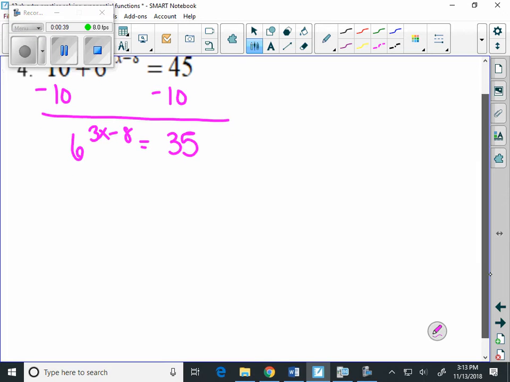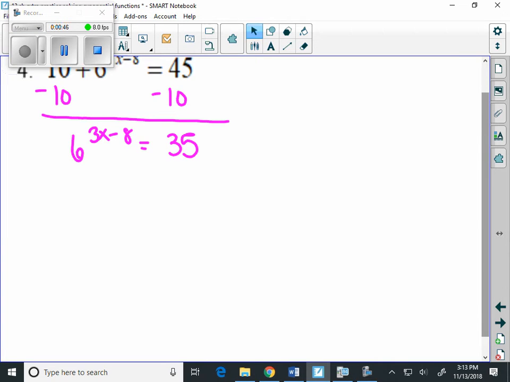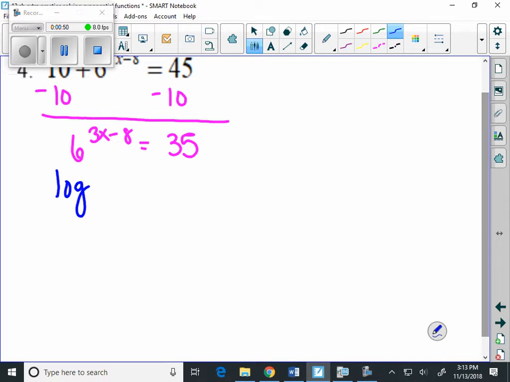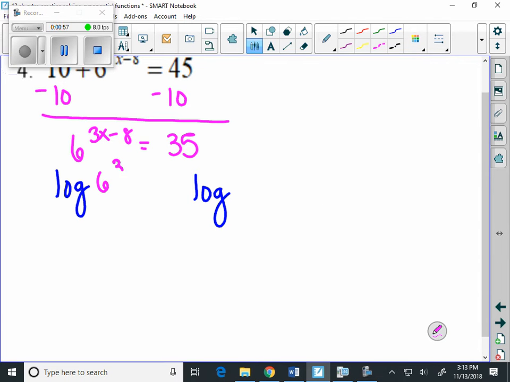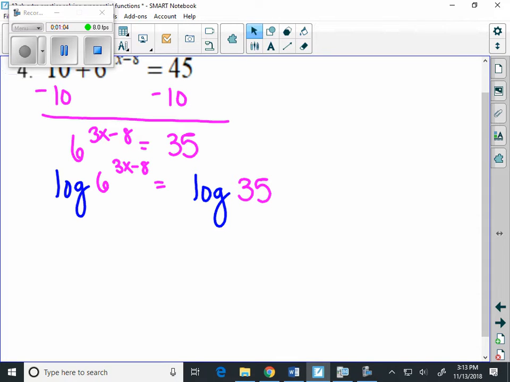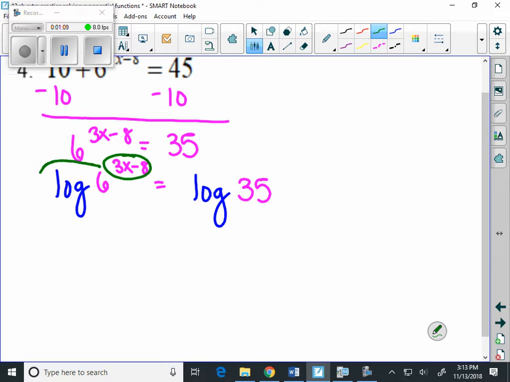And once again, use log to solve it, or use natural log, whichever works for you. But I'm going to use log. And when we do, we've got log of 6^(3x-8) and we have log of 35. And that means that we're going to have to take this 3x minus 8 and write that out in front of our function.